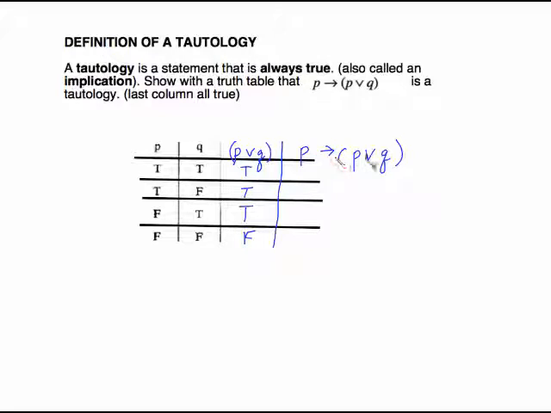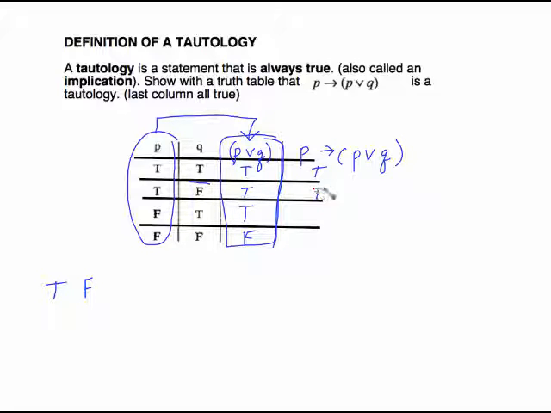Then I need to look at this statement, if P then this column, if P then this column. The only time we have a false for the conditional is if the premise is true and the conclusion is false. Do we have any of those? Premise is true, conclusion true. Premise true, conclusion true. Premise false, conclusion true. Premise false, conclusion false. We do not have anywhere between this column and this column the situation where the premise is true and the conclusion is false. Therefore, all of these are true, and that means this statement is a tautology because all of the last column is true.